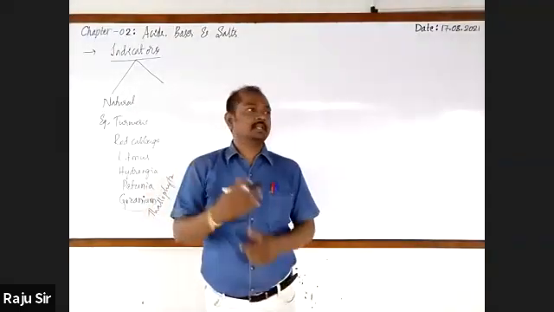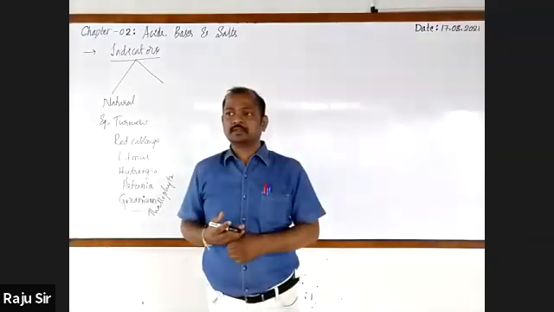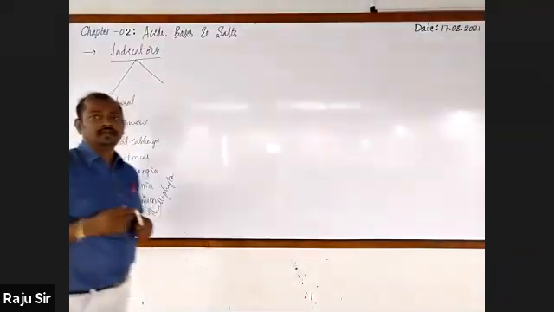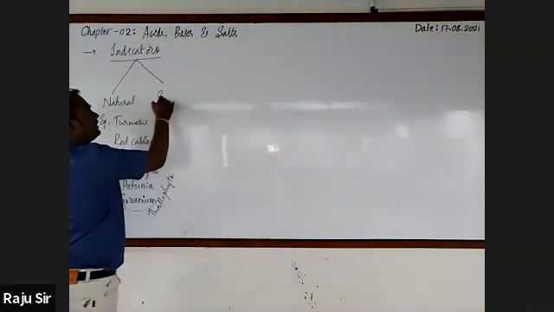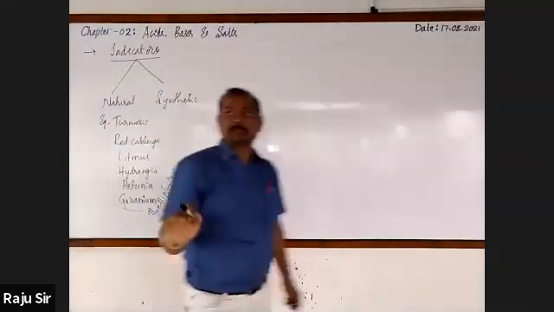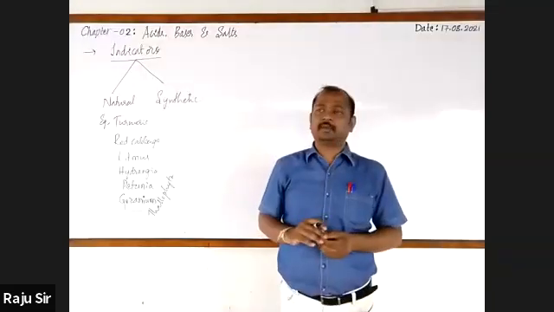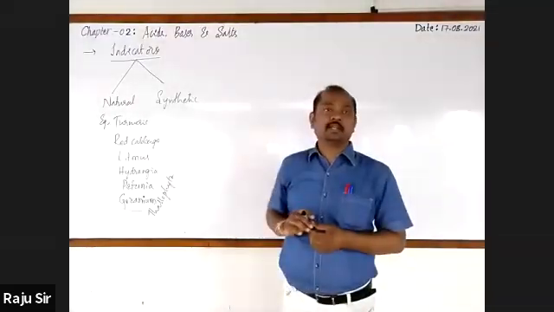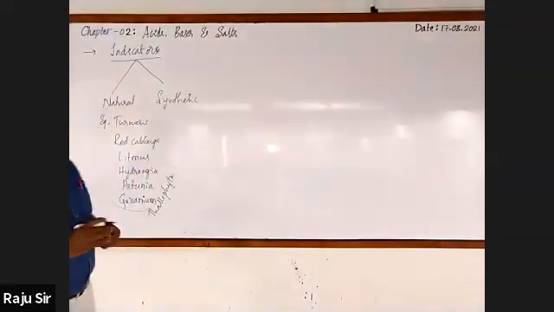Next, there are some indicators which are synthesized in the laboratory, which are prepared in the laboratory, used for testing whether the given compound is acid or base. Do you know what these are? These are artificial indicators. These are called synthetic indicators. The indicators that are prepared in the laboratory are called synthetic indicators. Examples for synthetic indicators.